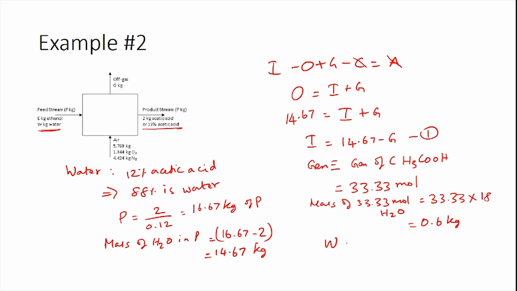of water which is fed, W, is equal to 14.67 minus 0.6, giving you 14.07 kilograms. So, we need to feed at least 14.07 kilograms of water to ensure that the product is diluted to have 12% acetic acid.